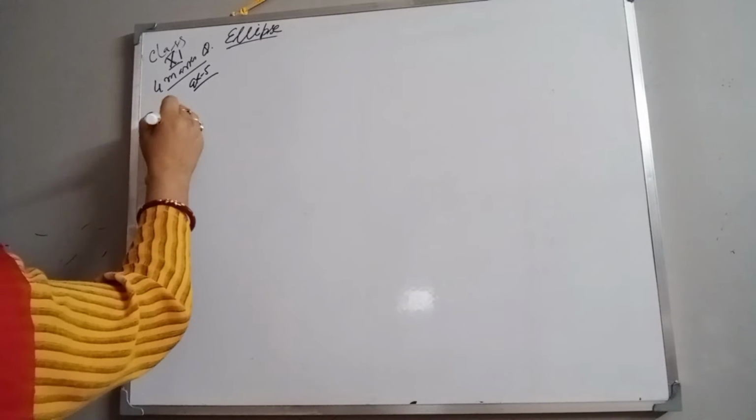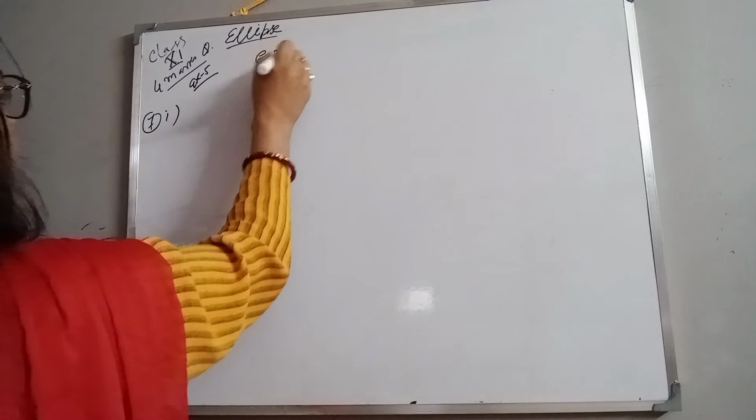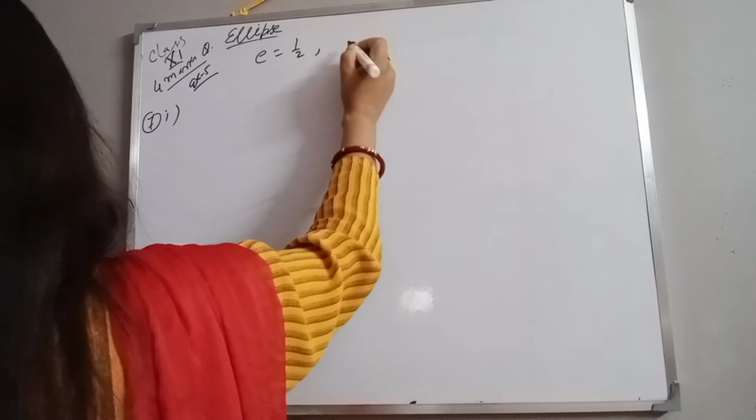Class 11, let us continue the chapter. Now we are doing ellipse. Sum number 7, already said the question. Find the equation of ellipse whose eccentricity is half. E is given as half.